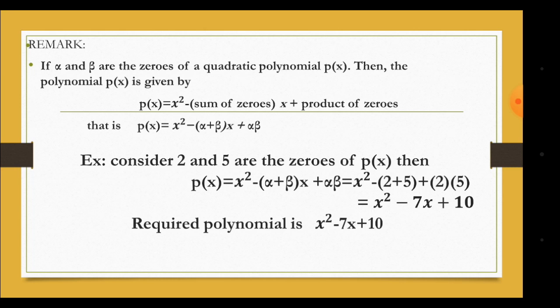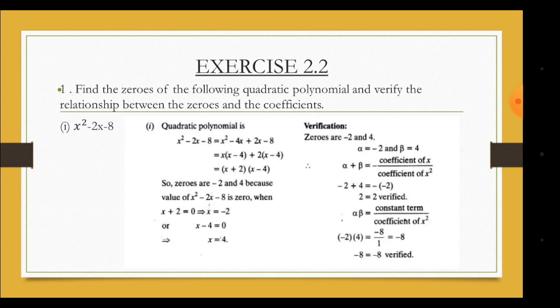Now all these basics we have to use in exercise 2.2. See the exercise 2.2. First question. Find the zeros of polynomial and verify the relationship between the zeros and coefficients. So here some quadratic polynomials are given. We have to find their zeros and we have to verify the relations. See the first polynomial x square minus 2x minus 8. So first we have to find zeros.